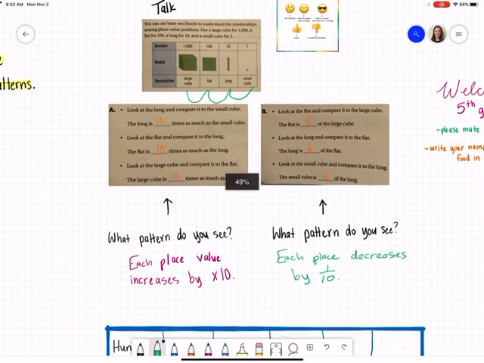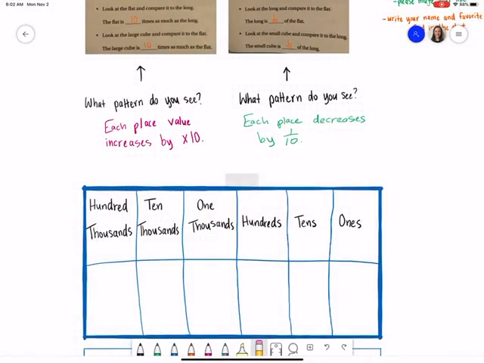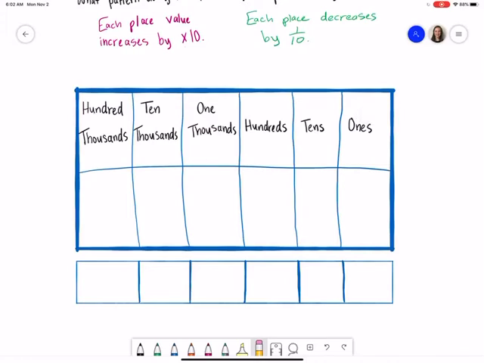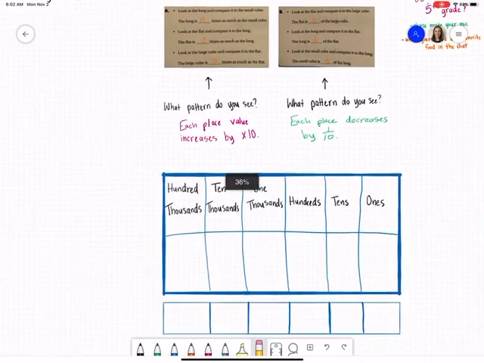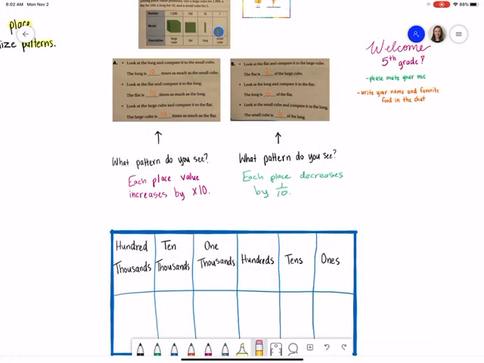All right, so now that we have that, let's try to put that into a chart. Remember, I'm going to make it a little bit bigger. When we're talking about small cubes, we're talking about ones. Our longs are our tens. Flats are our 100s. Large cube is 1,000. And then we could keep going up, 10,000s, 100,000s, okay?